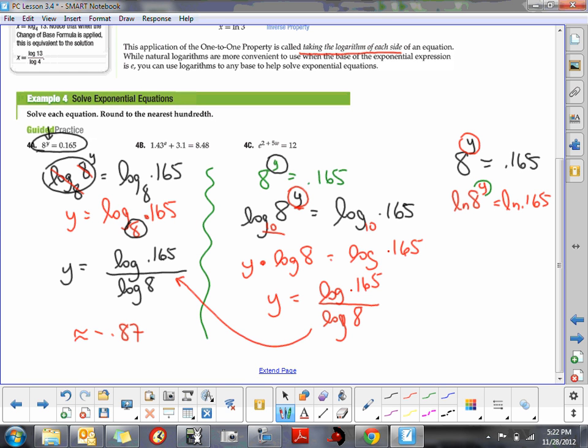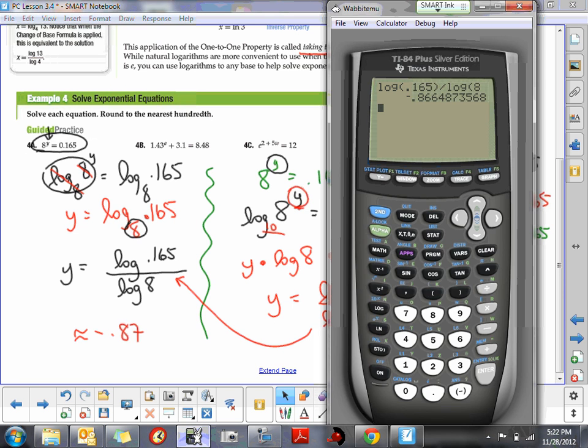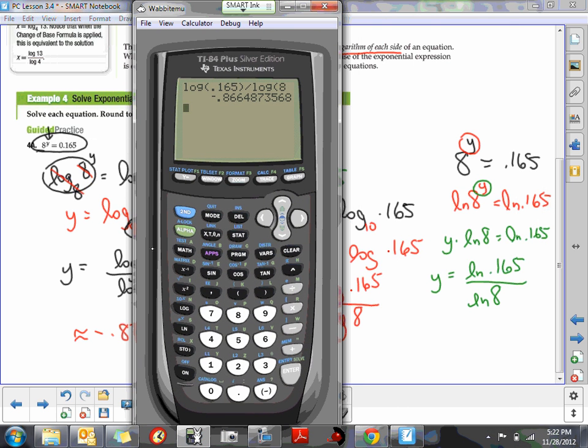Then I'm going to use this power rule of logarithms. It's y times the natural log of 8 equals the natural log of 0.165. And I can get rid of multiplying by the natural log of 8 by dividing by the natural log of 8. So the natural log of 0.165 divided by the natural log of 8. And I wanted to show you this so that you didn't have to worry about which log base you use. And that means I have the choice of using the common log, natural log, or base 8 log, and I can get the same result.